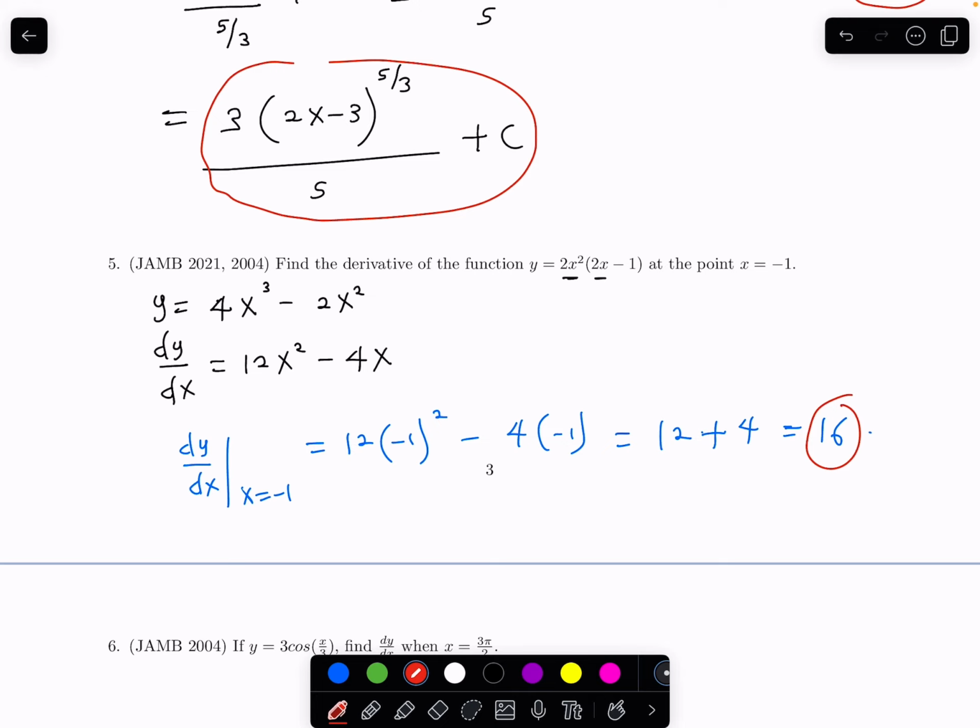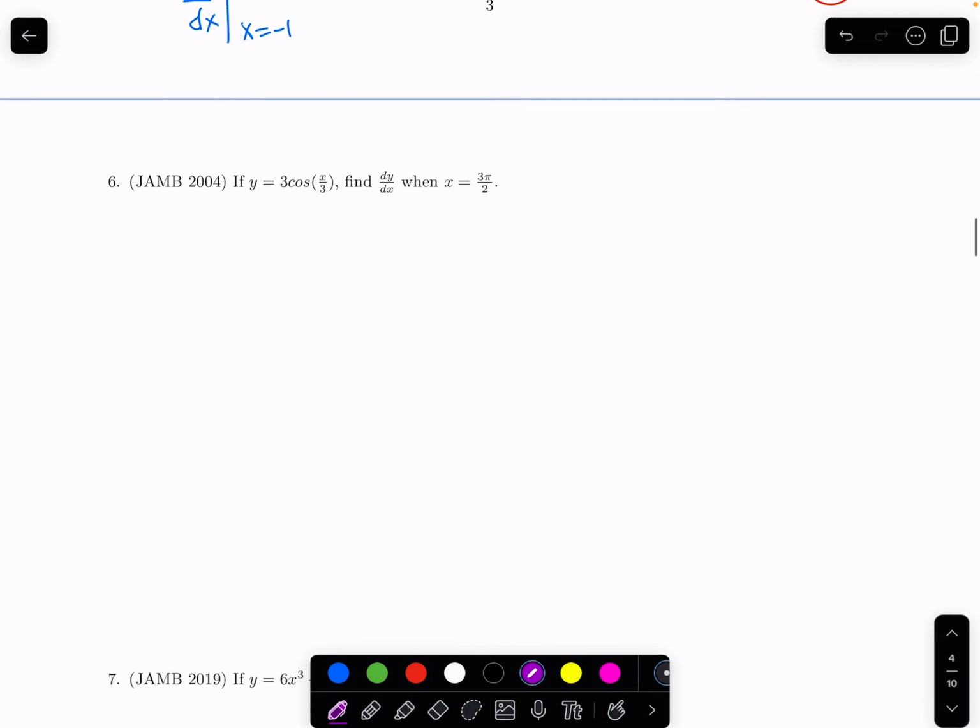And if you observe, this particular problem came out in JAMB 2021 and also JAMB 2004. Exactly the same problem. They repeated the problem. So yeah, just practice very well. Okay, now let's look at this problem from JAMB 2004.